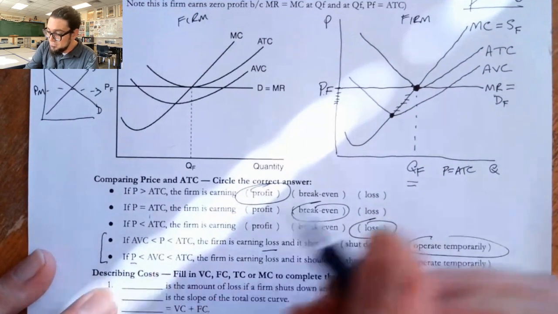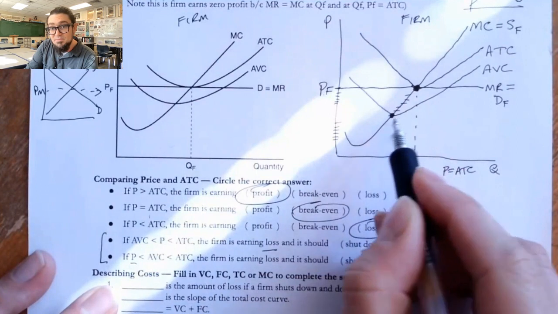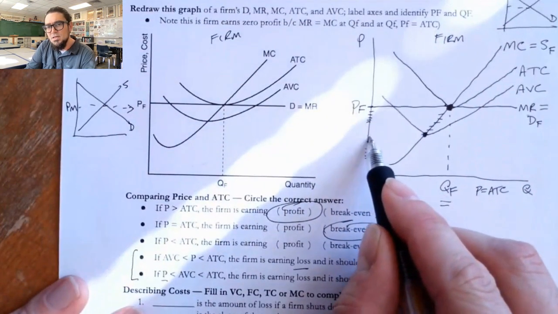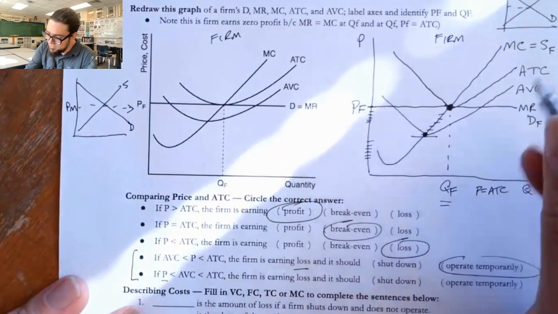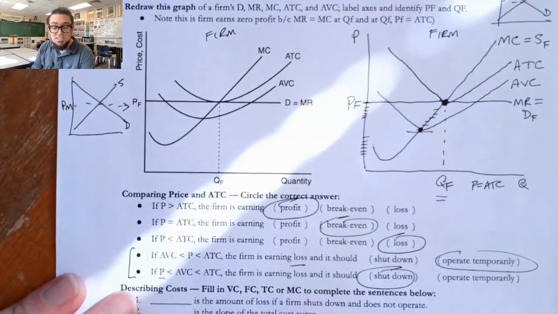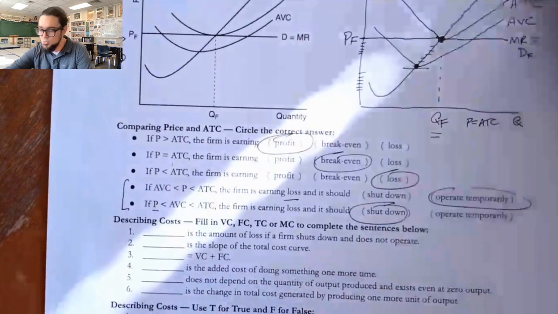If the price, though, falls way down here, below whatever that minimum value is for the AVC, I know that glare is a little bit hard to see right there. So if it's below that level of the AVC, that minimum level, then the firm should just shut down. They're better off losing their fixed cost only. And again, I'm going to come back later and we'll actually show you why that is true.